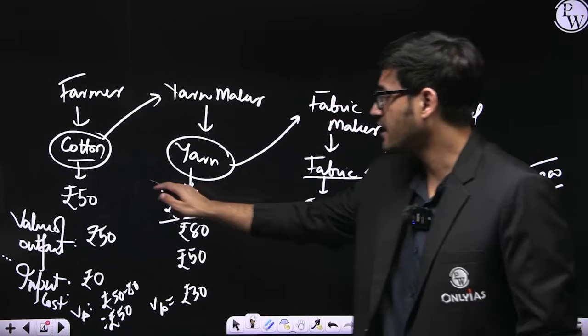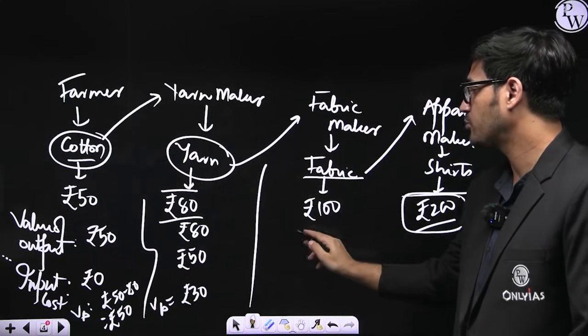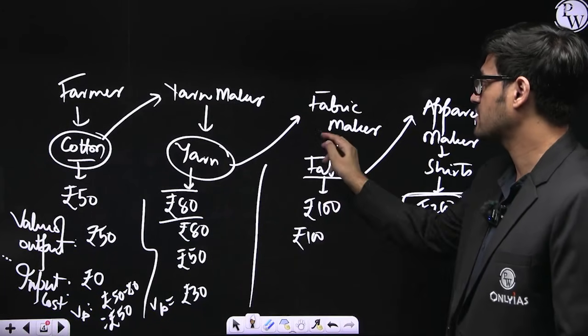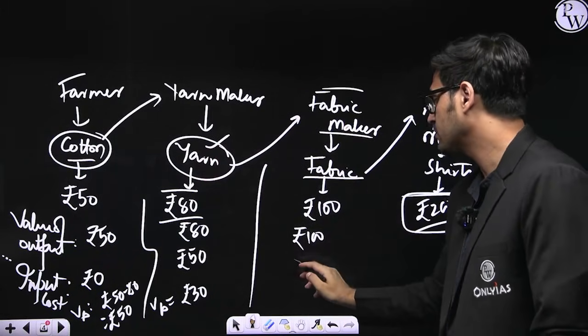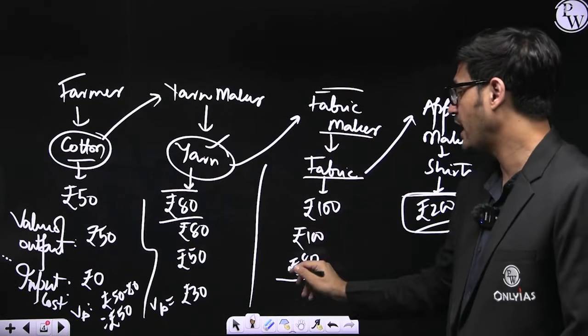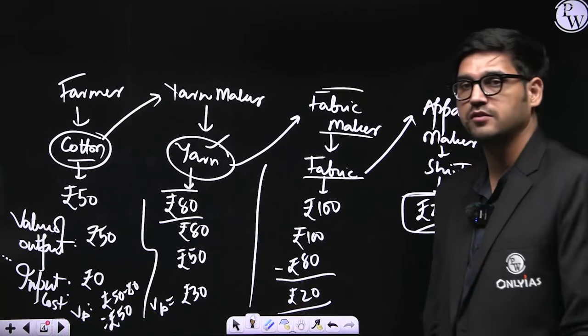You ask the same question of the fabric maker too. What is the value of your output? He is going to say 100 rupees. Then you ask him, what was your input cost? Since the fabric maker has used this yarn as an input, he is going to tell you that my input cost was 80 rupees, which means that his value added will be 100 rupees minus 80 rupees. This will be 20 rupees.